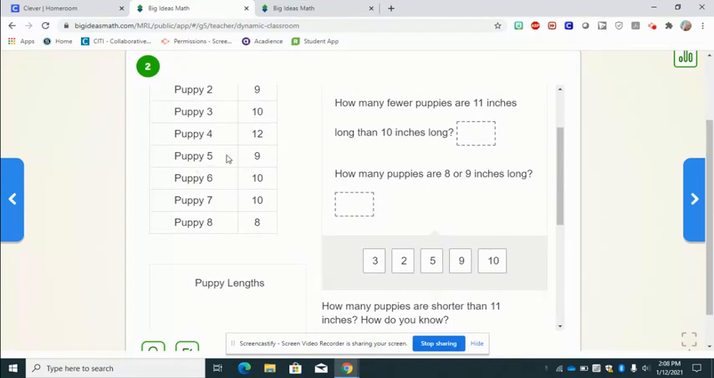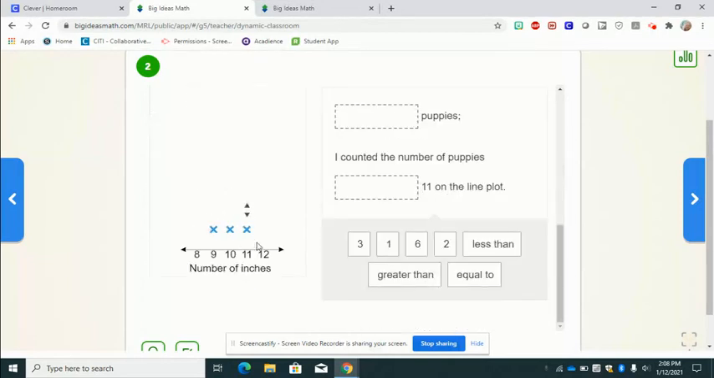And puppy 4 is 12, and I'm going to try to do 2 at a time. Puppy 4 is 12 inches, and puppy 5 is 9 inches. So we need to do one for 12 and 9. So another one over 9.